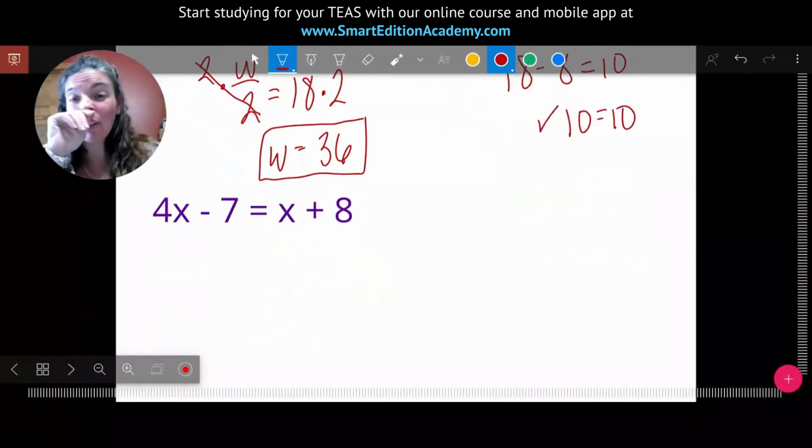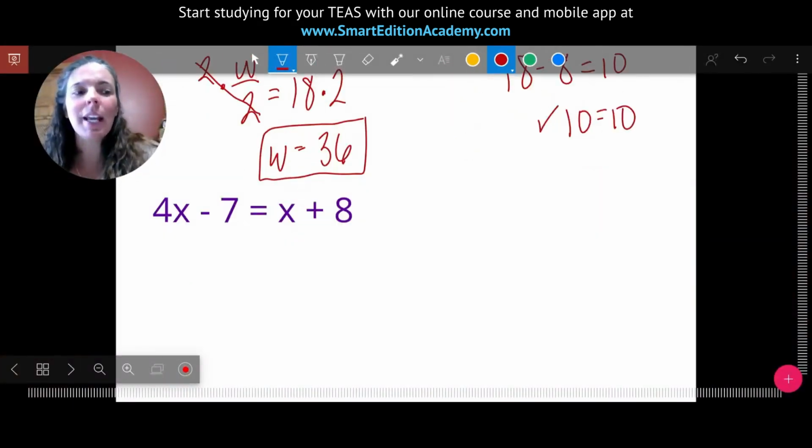Okay, now 4x minus 7 equals x plus 8. What we can do here is subtract the x from both sides first. When we're dealing with an equation like this, with variables on both sides of the equation, I want to get them on the same side so it's easier to get x by itself. So I'm just going to subtract x from both sides.